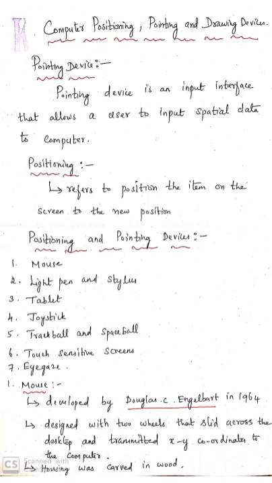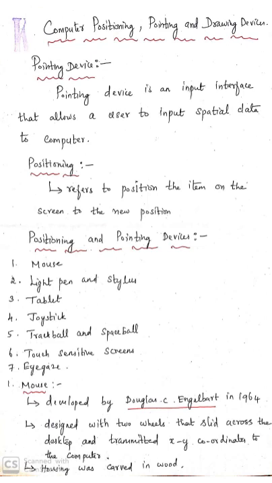Today I am going to explain about computer positioning, pointing and drawing devices. So first we will start with the definition of pointing device. A pointing device is an input interface that allows a user to input spatial data to a computer. Spatial data means nothing but continuous and multidimensional data.